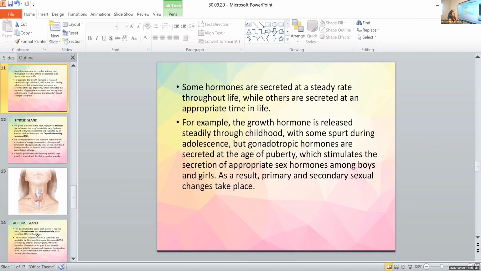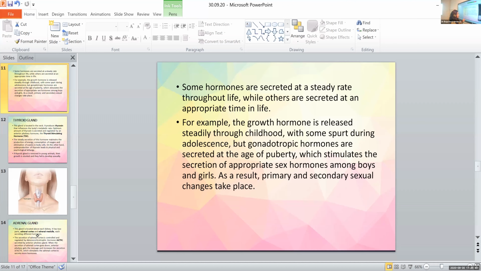So two hormones are mentioned here. One is growth hormone. The other one is gonadotropic hormones. And in growth hormone, it is steadily secreted from the childhood days and it is continued. The same level of secretions are continued all through. And in contrast to this steady rate of secretion, we have some other hormone known as the gonadotropic hormone secreted by the pituitary gland.